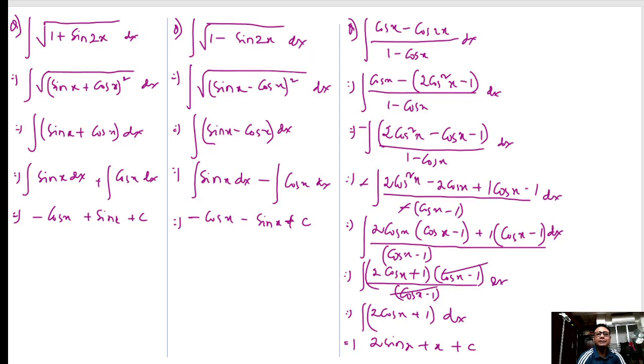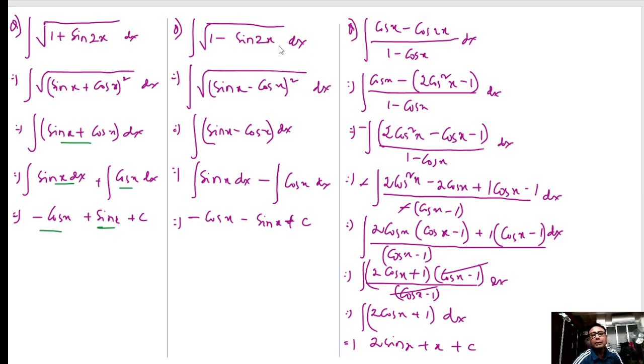Okay, so the next sum: root over 1 plus sine 2x. I have given the formula: it is (sine x plus cos x) whole square. So square and root cut. So the integration of sine x and cos x is separated. Integration of sine x is minus cos x, and integration of cos x is plus sine x.